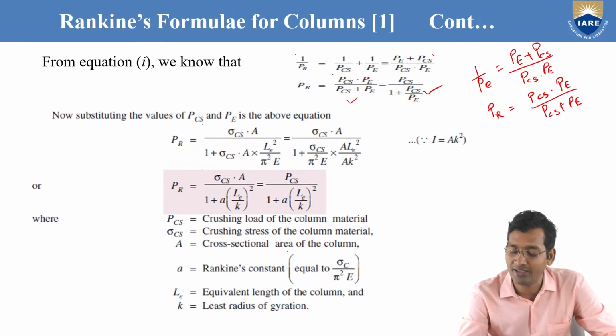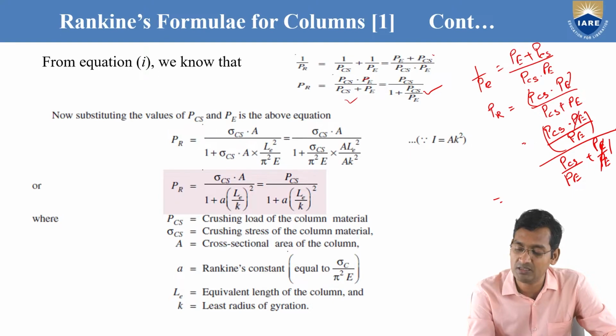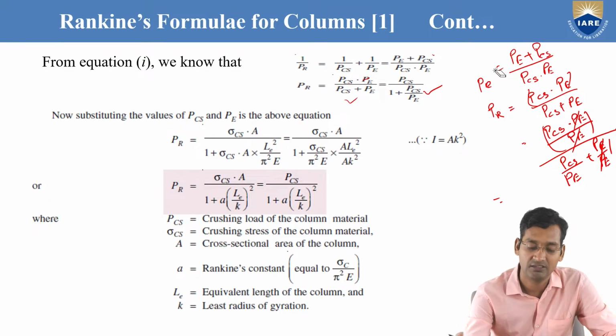Okay. Now from here, either take PE common or divide by PE. So after dividing, what happened? PCS into PE divided by PE for this part, all divided by PCS by PE plus PE by PE. This will get cancelled, that becomes 1. So what we will get? PCS, this PE cancels, so PCS divided by 1 plus PCS divided by PE. So we'll get this value.